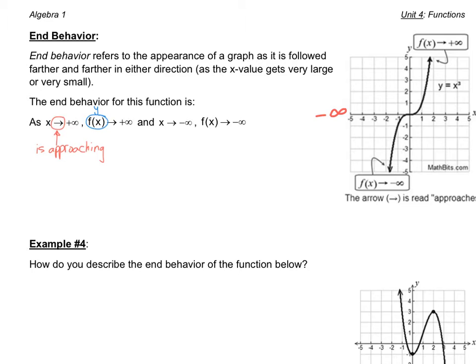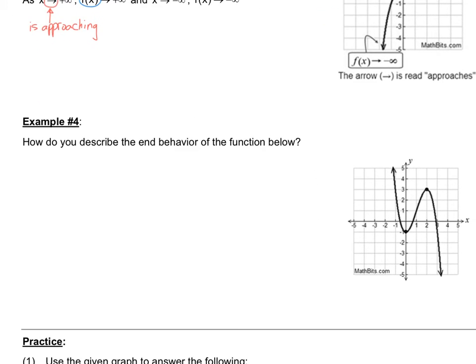So that means I'm following the graph this way. As I follow the graph in this direction, I'm following the curve itself. I'm going down. I'm going down forever. Down forever is symbolized as negative infinity. So negative infinity for x in this graph corresponds to a negative infinity for y.